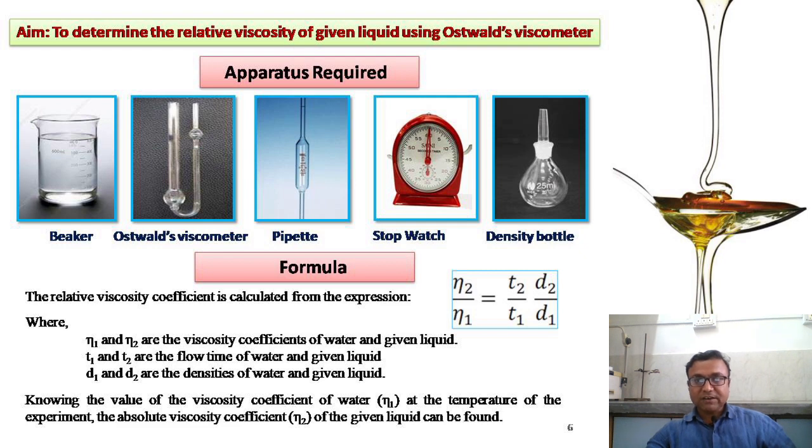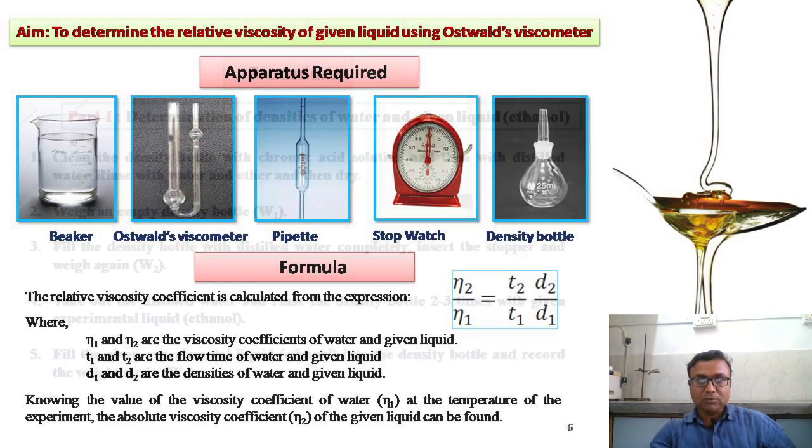In this case, eta 1 and eta 2 are the viscosity coefficients of water and the liquid. T1 and T2 are the flow times of water and the given liquid, and D1 and D2 represent the densities of liquid 1 and liquid 2. By knowing all the other parameters like T1, T2, D1, D2, and eta 1, the coefficient of viscosity of water, we can easily find out the viscosity of the unknown liquid. So this is the formula and the different terms involved in it.